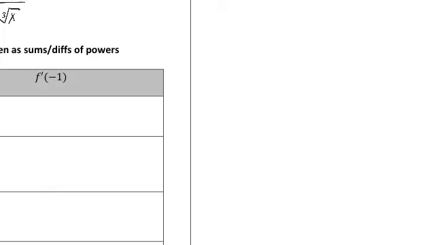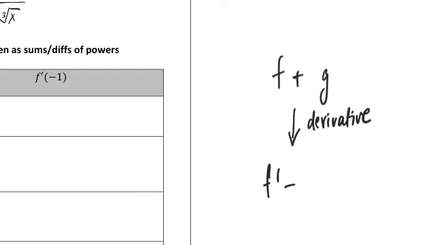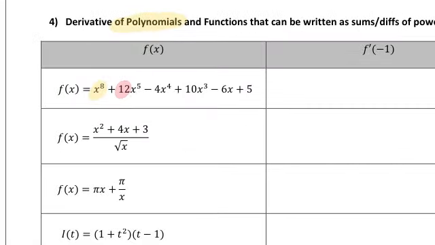And what we're using is, we're saying if you start with f plus g, two functions that are added together, then the derivative is going to be f prime plus g prime. And it also works with the minus. So if you start with f minus g, then the derivative is f prime minus g prime. So that means here polynomials are just sums and differences of functions that we just learned how to differentiate.